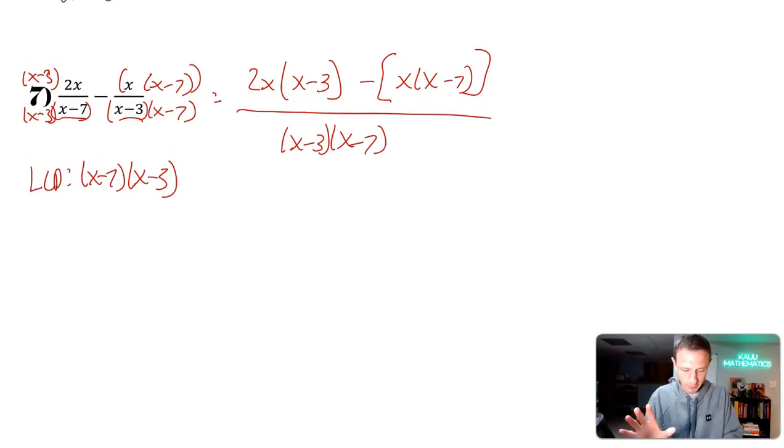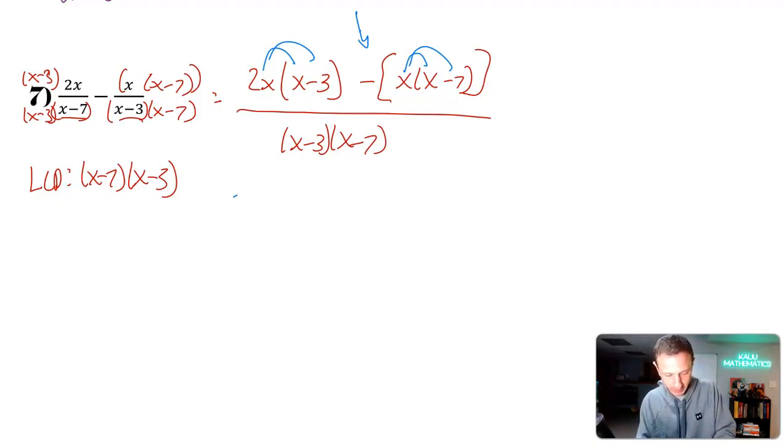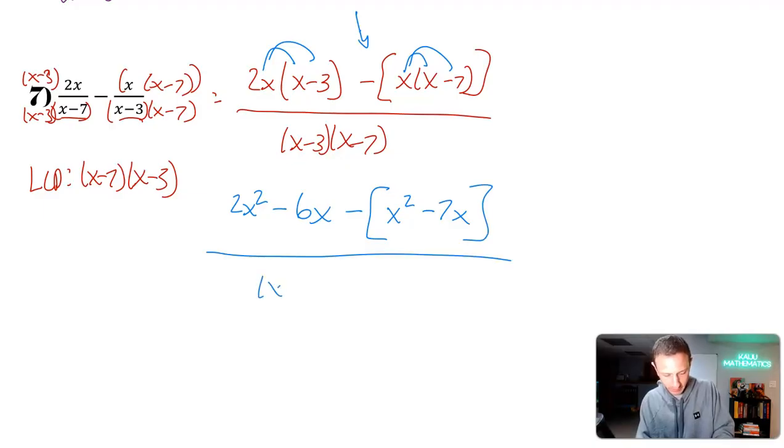Let's just do a couple things here. Let's distribute the 2x. Let's distribute the x. And then keep in mind, I am subtracting off all of that second statement. So pay attention to that. So 2x times x is 2x squared. 2x times negative 3 is negative 6x. And then I'm going to leave this alone for a second. I'm just going to keep this in brackets. Let's do x times x is x squared. x times negative 7 is negative 7x. Over the denominator of x minus 3, x minus 7.